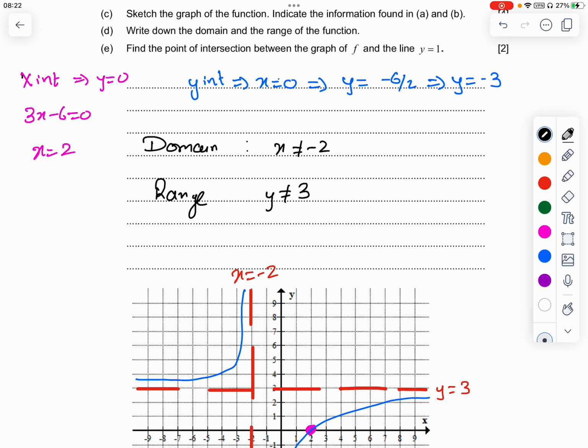Next, find the point of intersection of the graph f and the line y equals 1. So (3x minus 6) upon (x plus 2) equals 1. So 3x minus 6 equals x plus 2. From there, I'll get the value of x as 4. That's going to be the answer. So (4, 1).